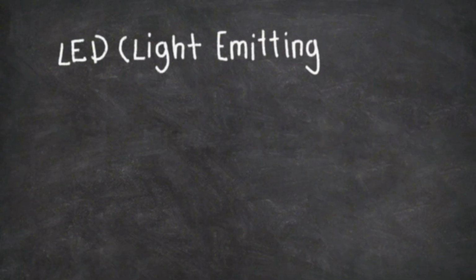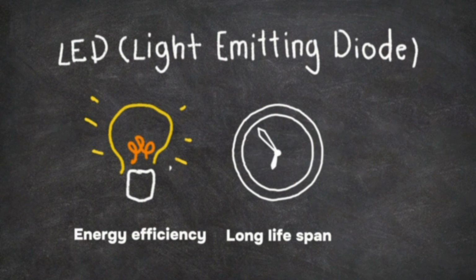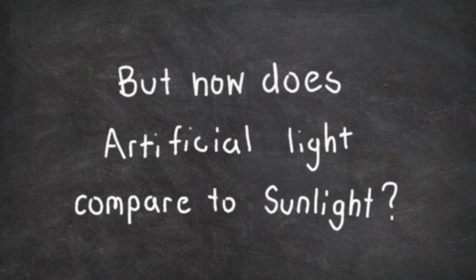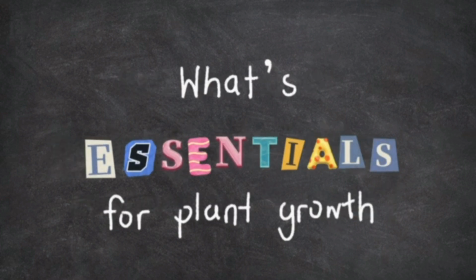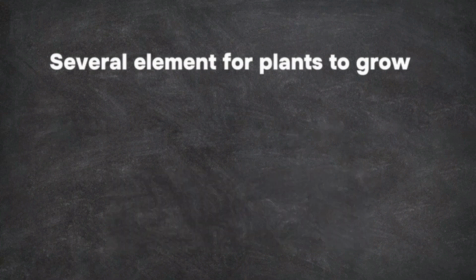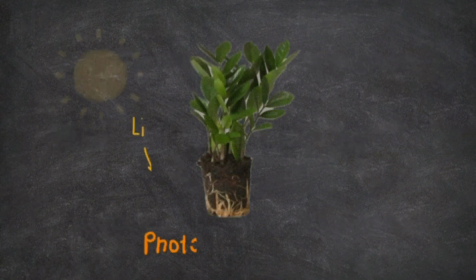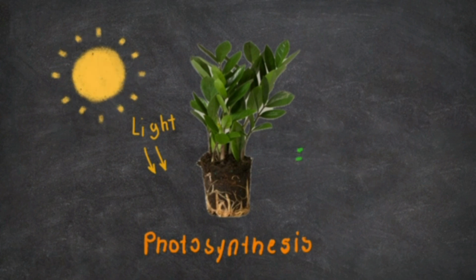LED, or light emitting diode, is known for its energy efficiency and long lifespan. But how does artificial light compare to sunlight? Before we can answer that, we need to know what is essential for plant growth before we can compare. Plants need several elements to grow, for example, water, light, air, nutrients, temperature, and more. Light is critical because it drives the process of photosynthesis, which plants use to get energy.